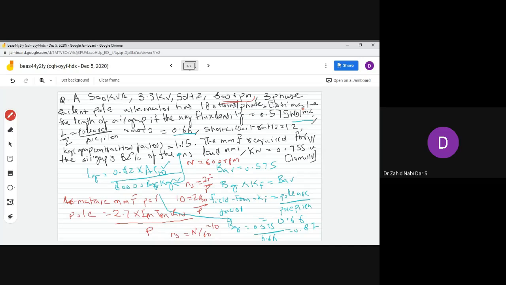So he's asking us to estimate the length of the air gap if the average flux density is 0.575 Weber per meter square, the pole arc to pole pitch ratio is 0.66, the short circuit ratio is 1.2, and the gap contraction factor is 1.15. The mmf required for the air gap is 82% of the load mmf. Your kW value is this.